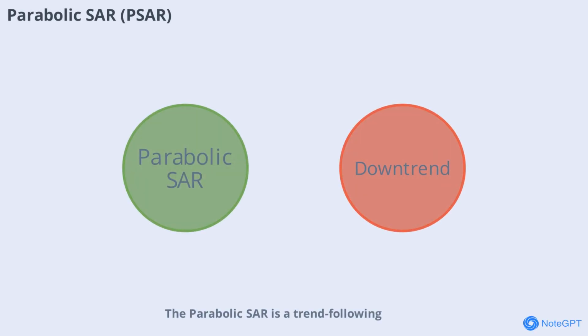Parabolic SAR is a trend-following indicator that helps identify potential reversal points. For ARRT, the PSAR value is 0.978, which is well above the current price. This configuration typically signals a strong downtrend, with no immediate sign of reversal. Traders often use the PSAR in conjunction with other indicators to confirm trend direction.